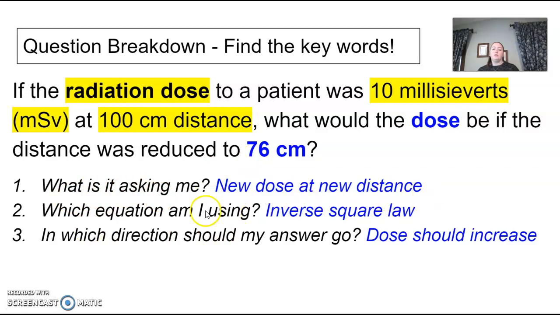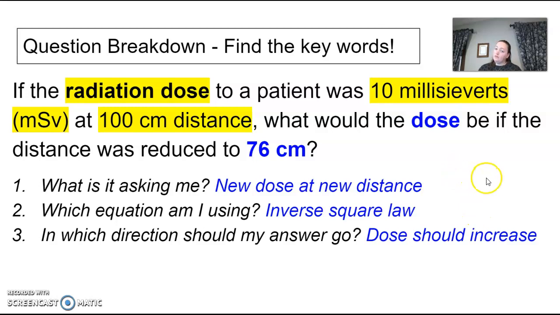So what is this question asking me? New dose at a new distance. Which equation am I using? The inverse square law. Which direction should my answer go? My dose should increase because I'm getting closer. If you have multiple choice answers, sometimes you can look at the answers and not even have to do the math. If the numbers are low, below 10, you can instantly cross those out. That's just a cheater.